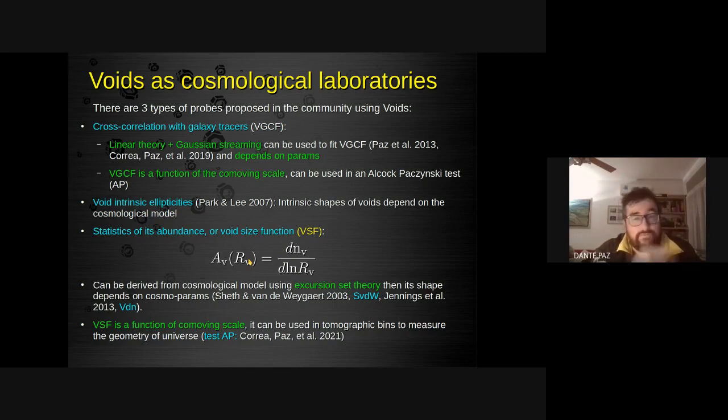I don't have enough time to introduce the excursion-set theory to model this, but it's fair enough to say that based on this theory, mainly two models were developed, the Sheth-van de Weygaert model and the Jennings et al. model. And using these models, you can measure this quantity in your survey and then use it like a template to fit different measurements at different redshift and perform a sort of Alcock-Paczyński test using this function.